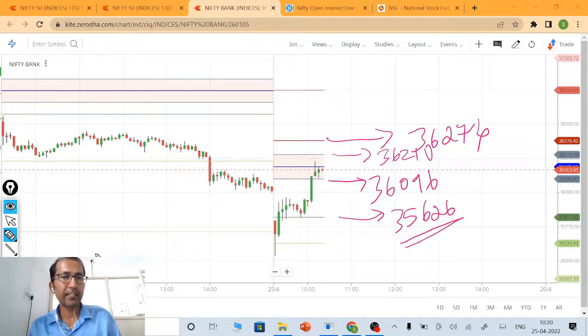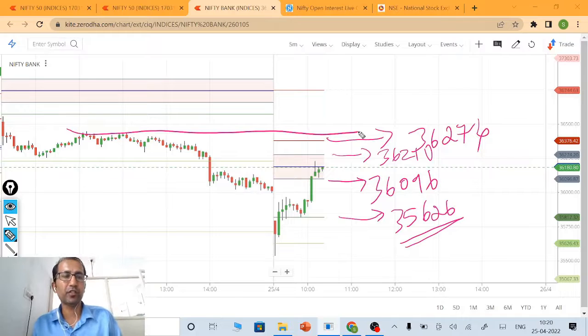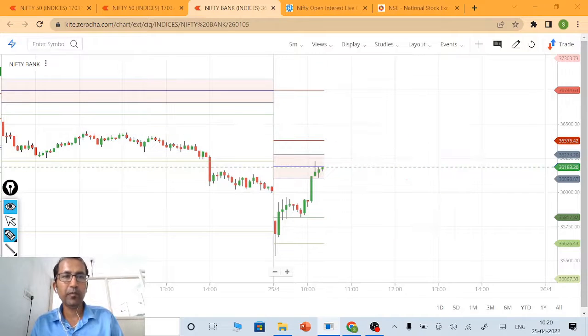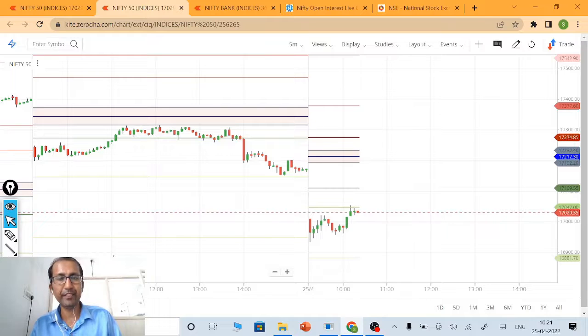And then market will have very strong resistance around 36,200 odd levels, very strong. Now all important Nifty chart. Nifty has opened lower below 17,000. I said the range for the Nifty will be between 16,800 to 17,000.